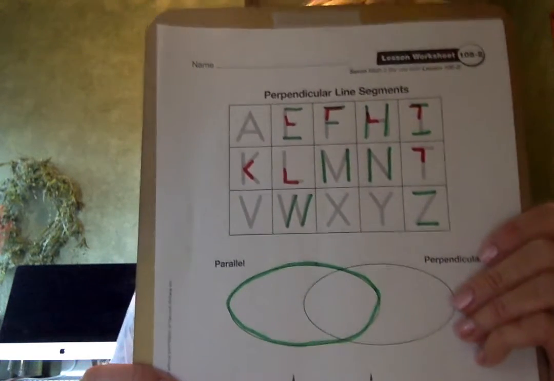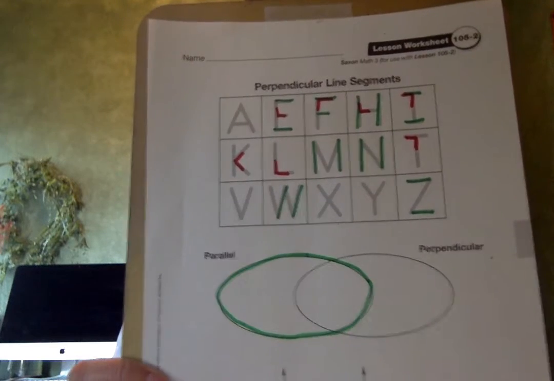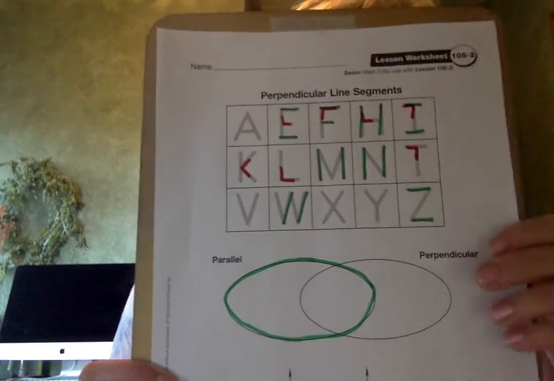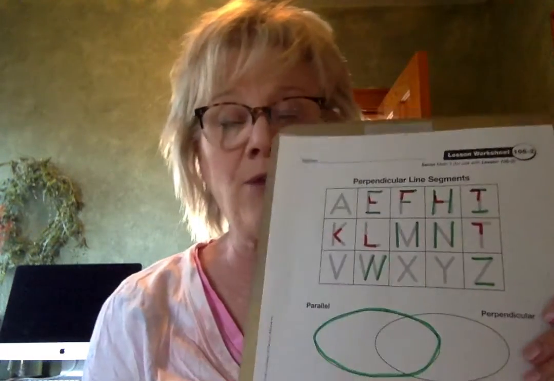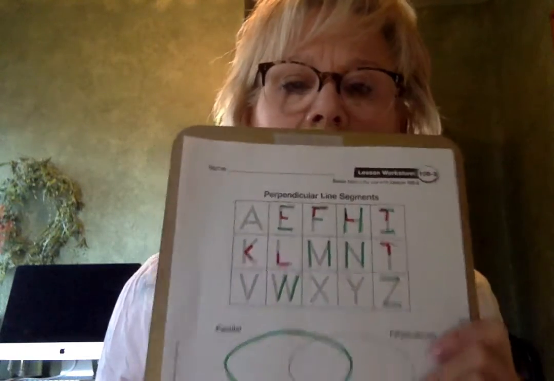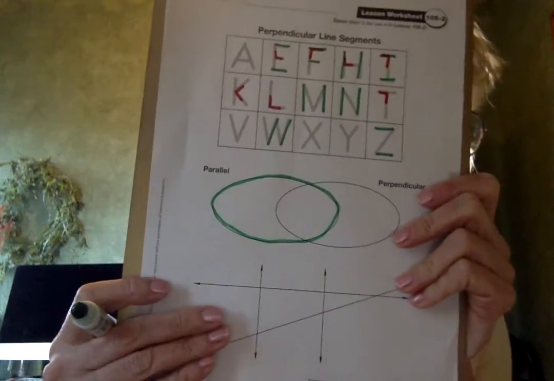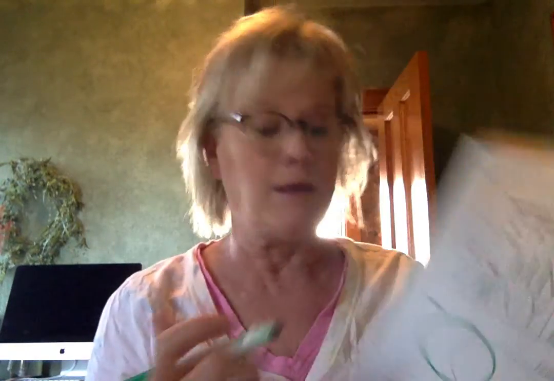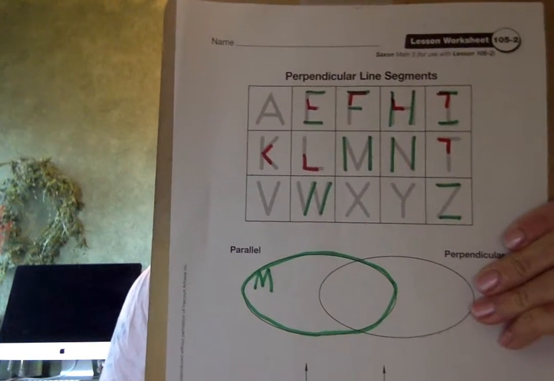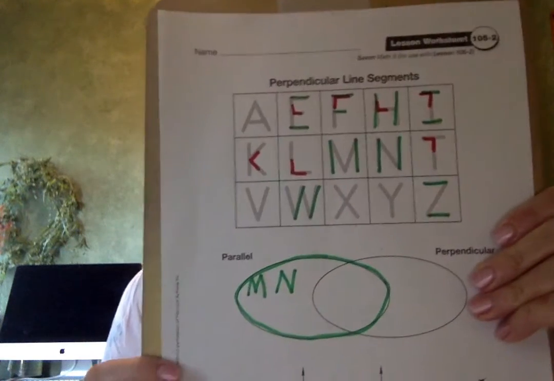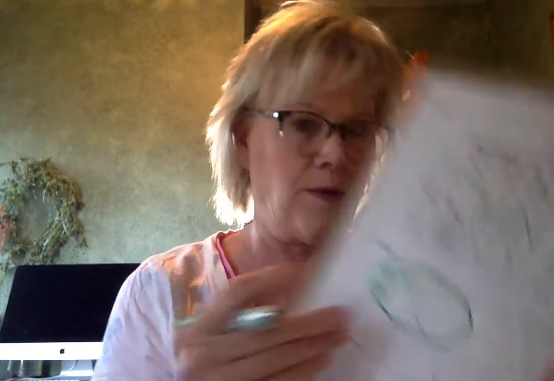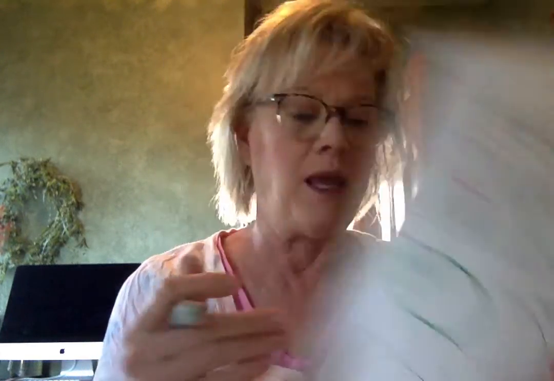So we're going to go ahead and write the parallel in here. Now, if we marked it in red and green, where do you suppose we're going to put it? Right, in the middle. So M. M is just parallel. So we'll write it there. N has just parallel. W and Z.